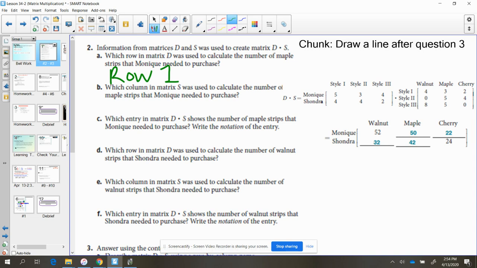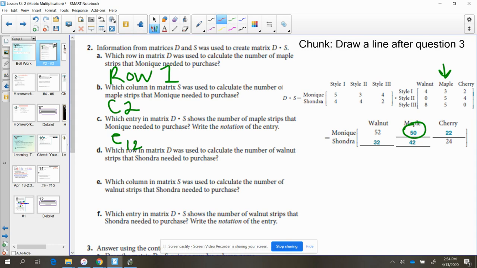It's the column in matrix S that we used to calculate the number of maple strips, so column 2 here, that Monique needed to purchase. So when we're talking about the entry in row 1, column 2, it is this guy right here. Again, we talk about entries as row 1, column 2, so entry 1, 2. Kind of like we were talking about on the last page, the rows and columns that you are using end up giving you that entry.